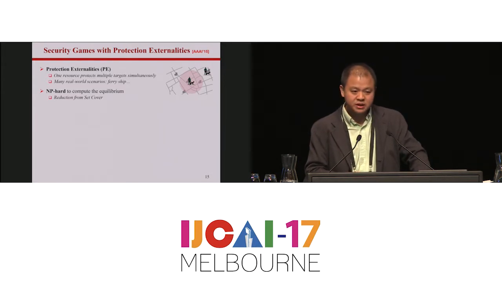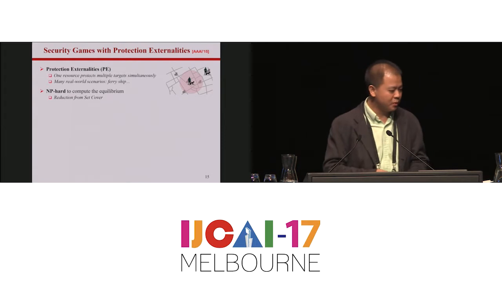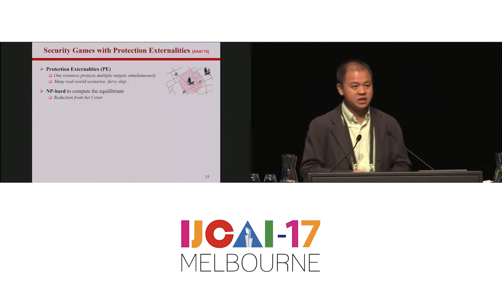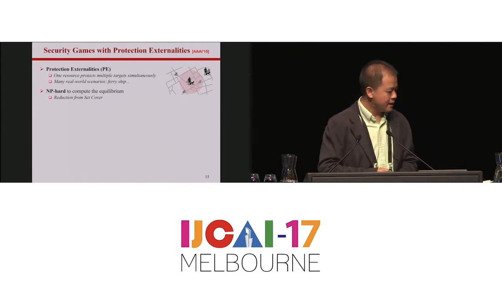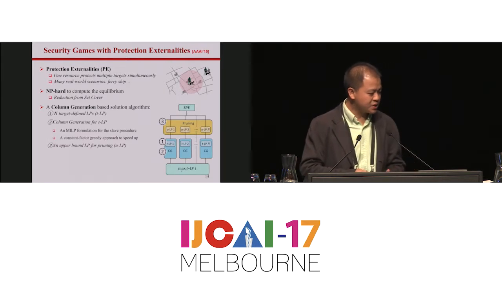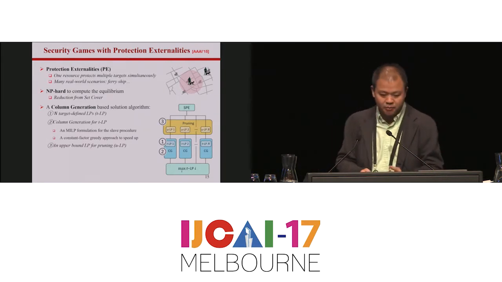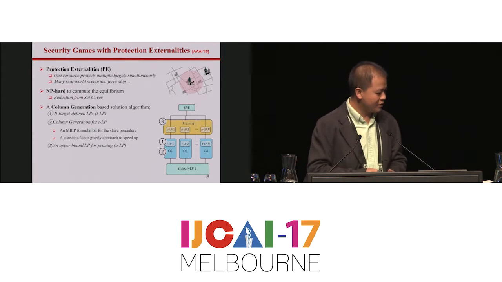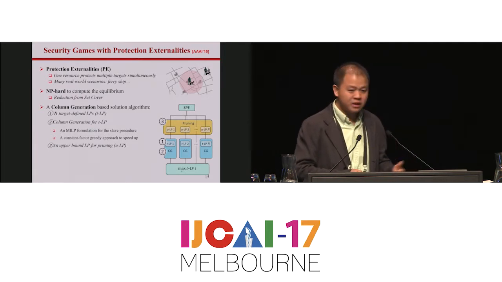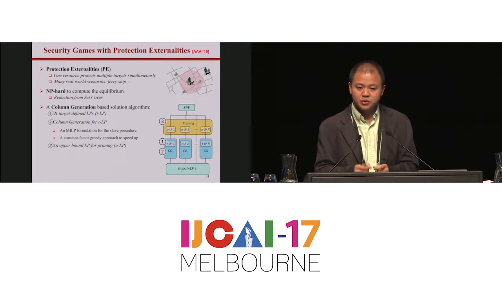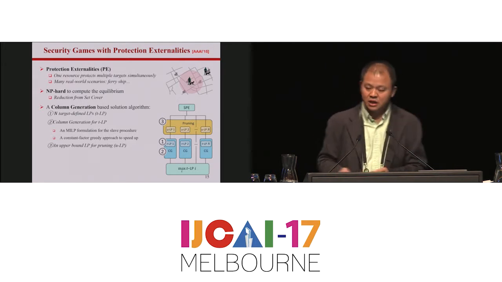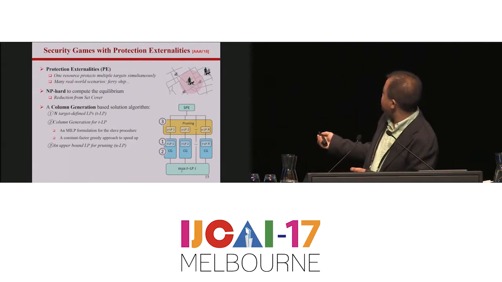For protecting some targets, this is basically polynomial time solvable. But if you have protection externality, this becomes NP-hard. To solve this, we develop techniques by combining different techniques. And for this problem, we still assume that we can only put the resource on targets.